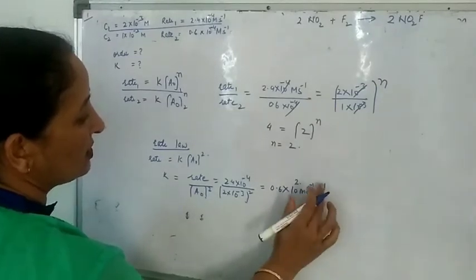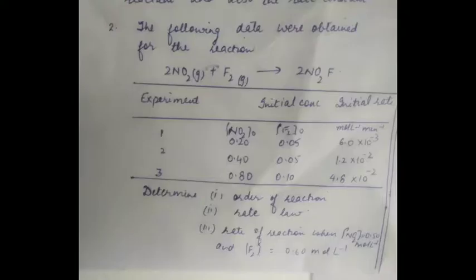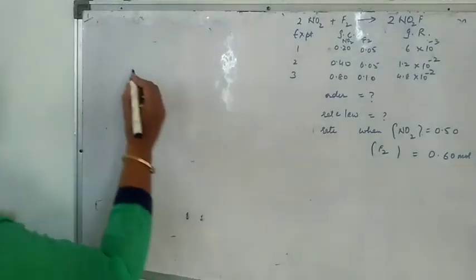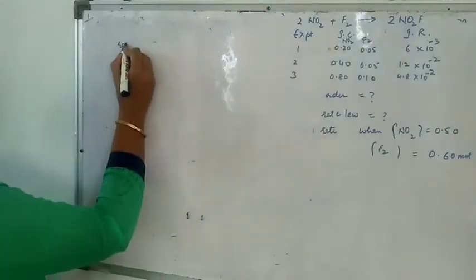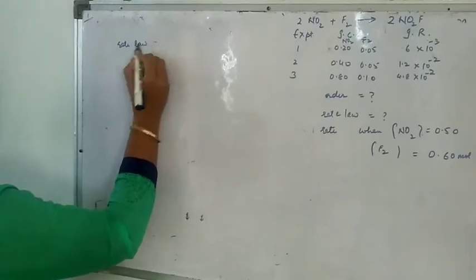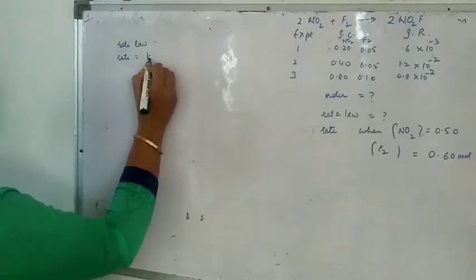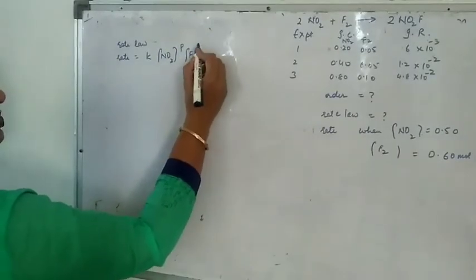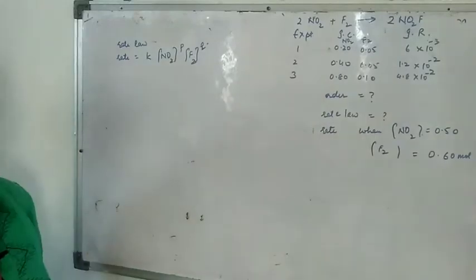inverse liter second inverse. Determine the order of reaction, rate law, and rate of reaction when concentration of NO2 is 0.50 mole per liter and F2 is 0.60 mole per liter. So to find out the order of reaction, let us write down the rate law as rate is equal to K into concentration of NO2 raised to power P into concentration of F2 raised to power Q.